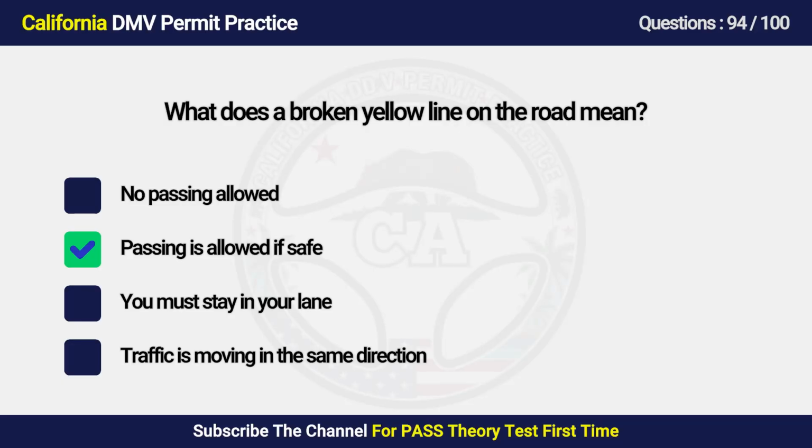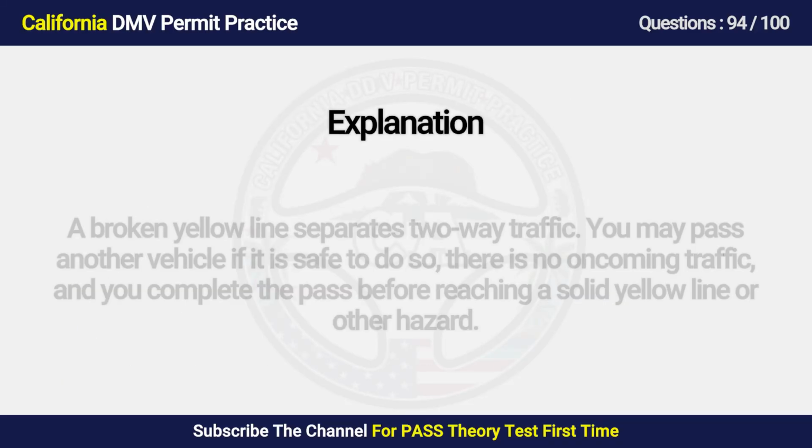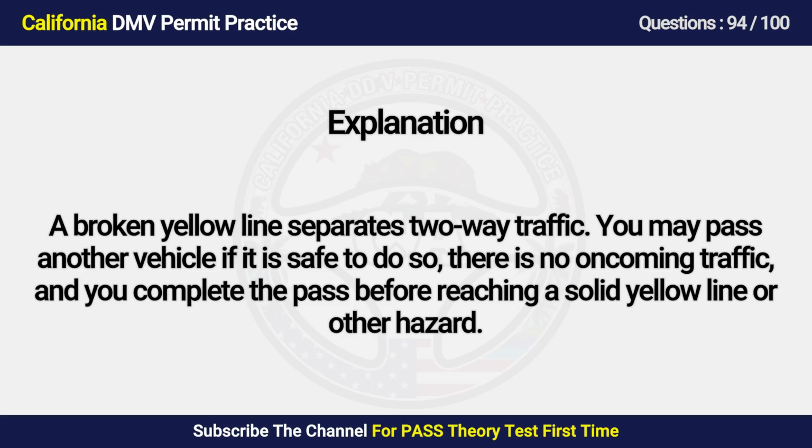Answers is B. Passing is allowed if safe. A broken yellow line separates two-way traffic. You may pass another vehicle if it is safe to do so, there is no oncoming traffic, and you complete the pass before reaching a solid yellow line or other hazard.